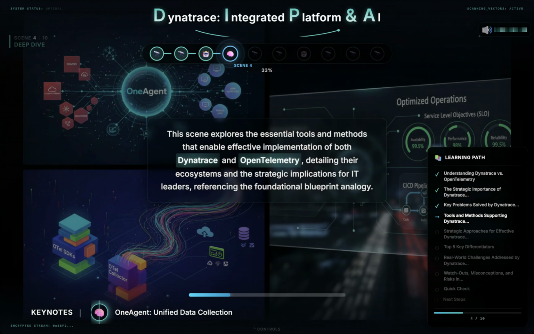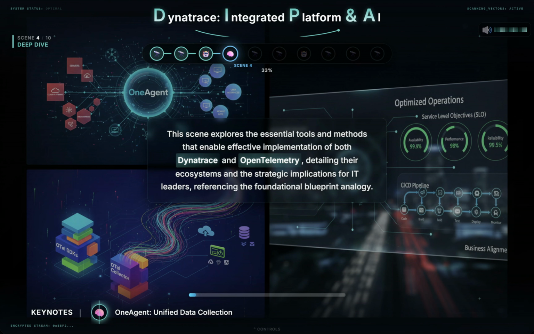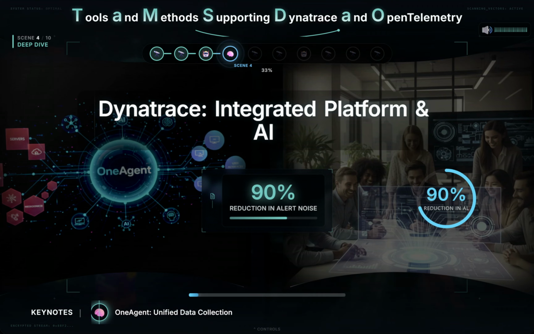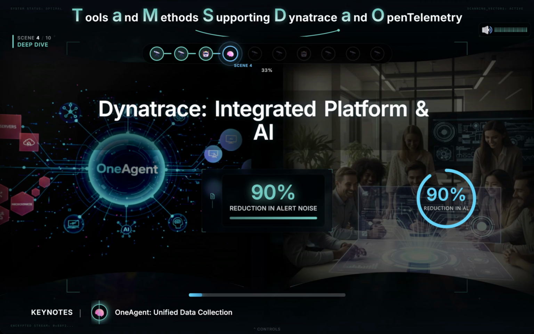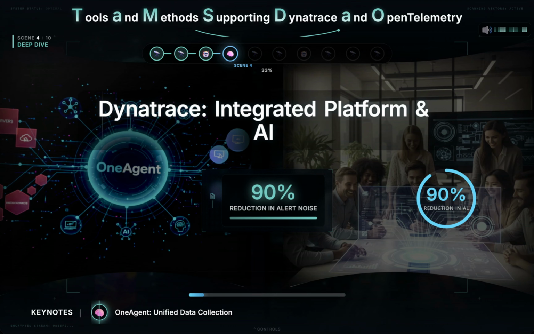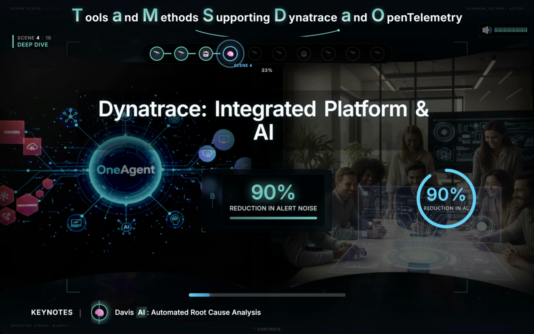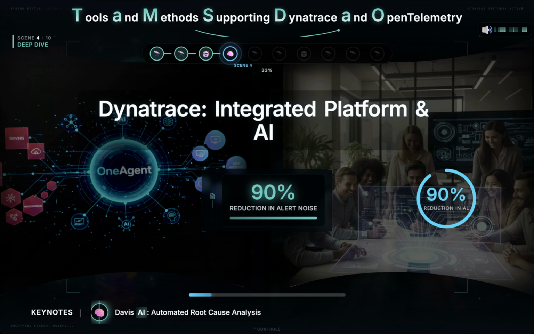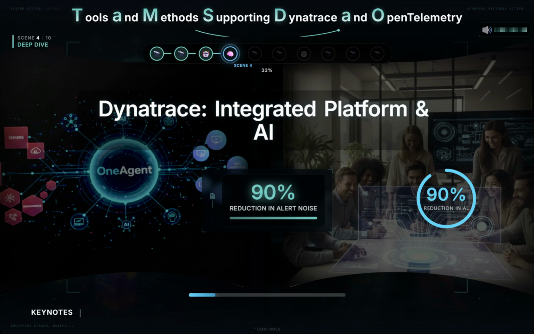Now that we've dissected the problems both Dynatrace and OpenTelemetry solve, let's zoom in on the actual tools and methods that underpin their implementations. Understanding these isn't just about technical specifics. It's about seeing how each approach constructs its own foundational blueprint for your observability strategy. First, consider Dynatrace. Its core strength lies in its highly integrated, proprietary ecosystem. The flagship is the Dynatrace OneAgent, which is remarkably comprehensive.